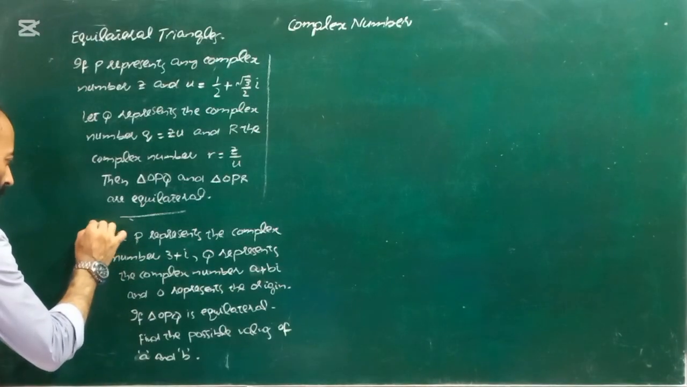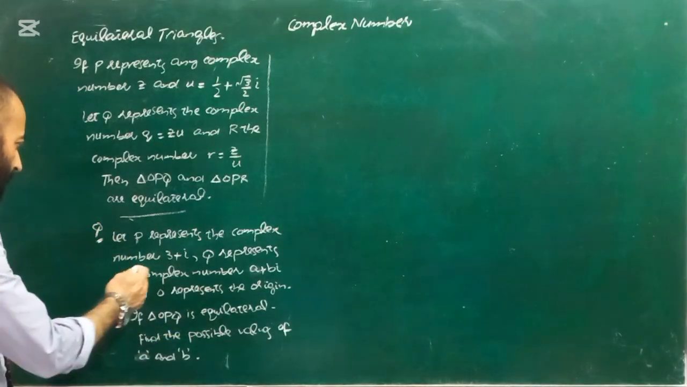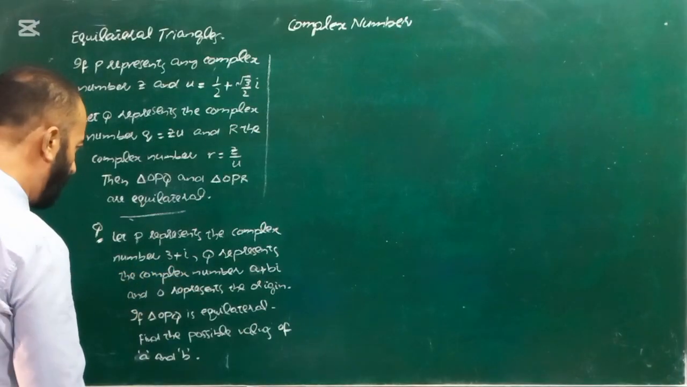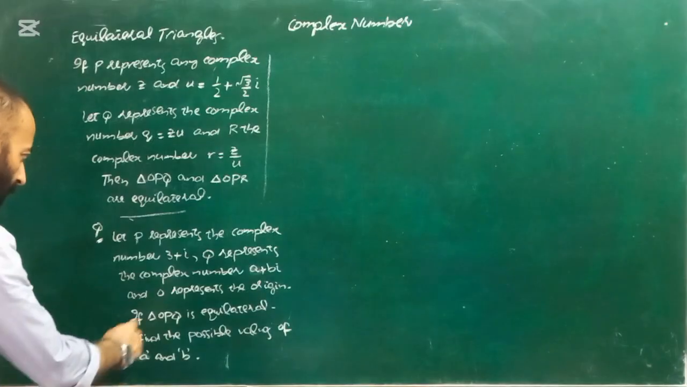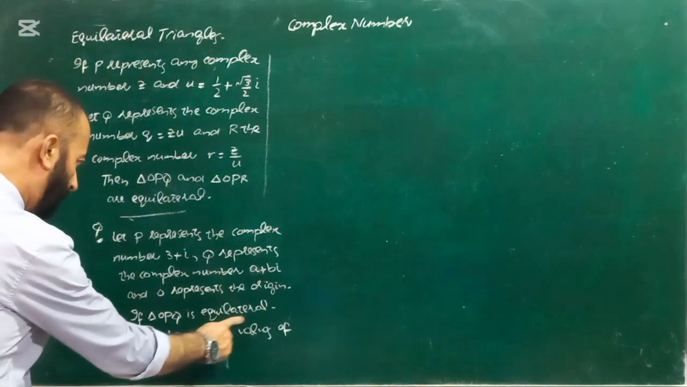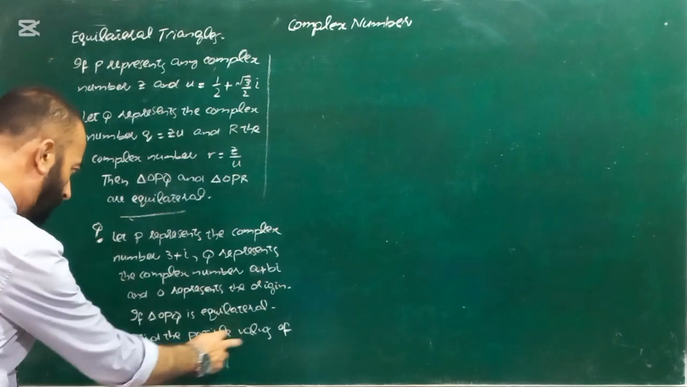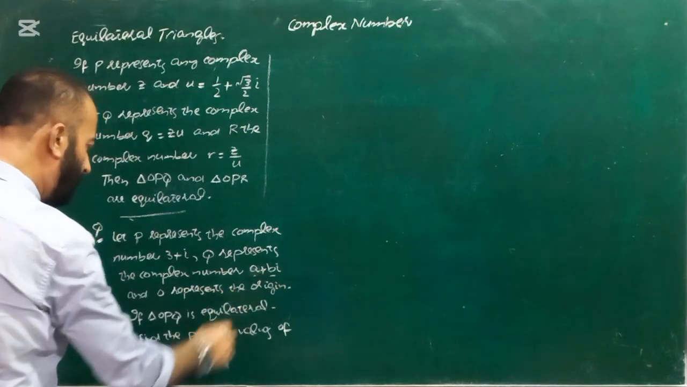So here is a question now. Look now. Question is, let P represent the complex number 3 plus iota and Q represent the complex number A plus B iota and O represents the origin. If OPQ is an equilateral triangle, find the possible values of A and B. So these values are required.